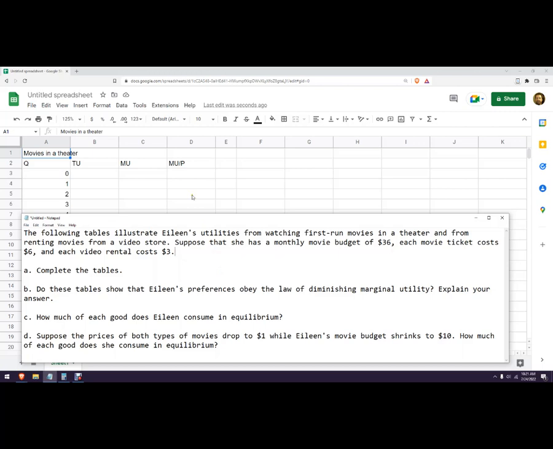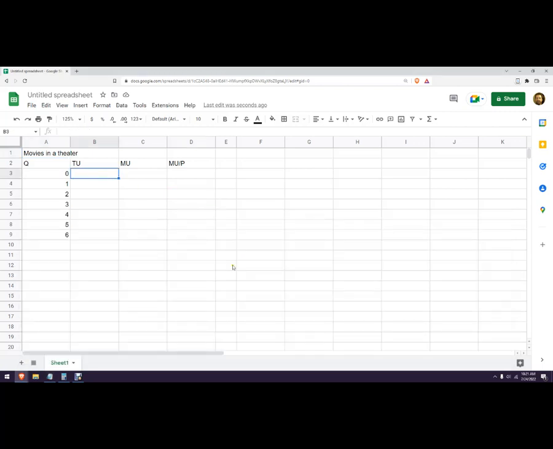So I've been given some total utility numbers, and so we're just going to copy those into a table. 290, 270, 440, 500. I guess there's 7 movies. 550 and 590. Okay.